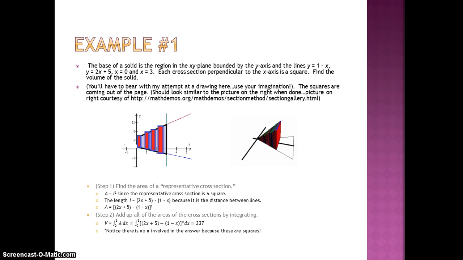In order to find the total volume, we just need to integrate, in this case from 0 to 3, our example cross-section area, dx. You can see that formula on the second bullet from the bottom. We're integrating from 0 to 3 of (2x plus 5 minus (1 minus x)) squared dx, and our answer is 237. Notice that there is no pi involved in the answer because our example cross-sections are squares. The pi in the previous formula came from our cross-sections, which were circles.